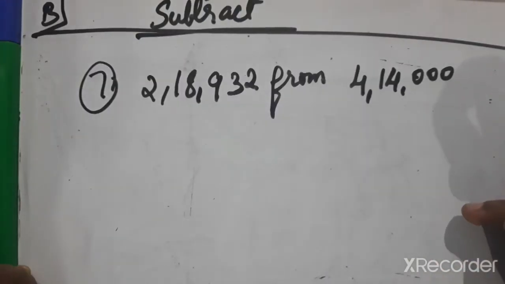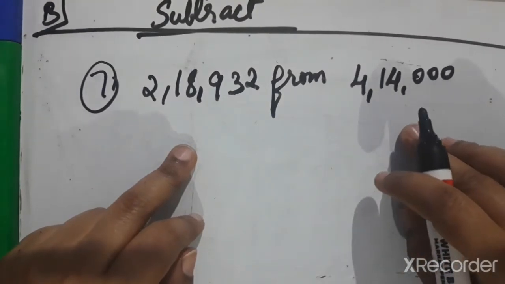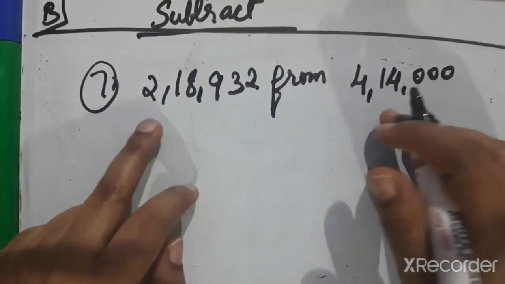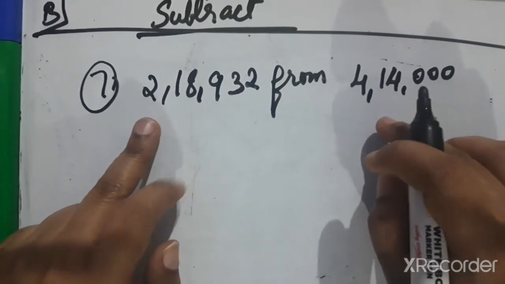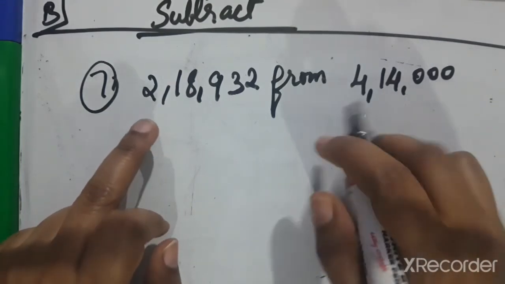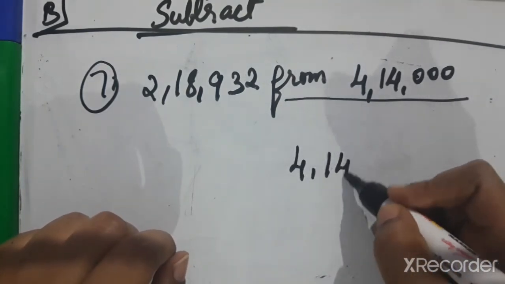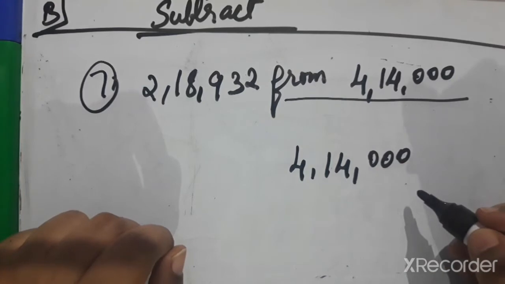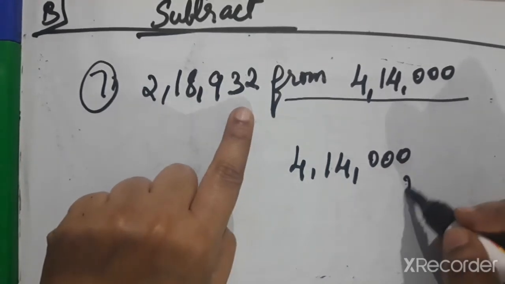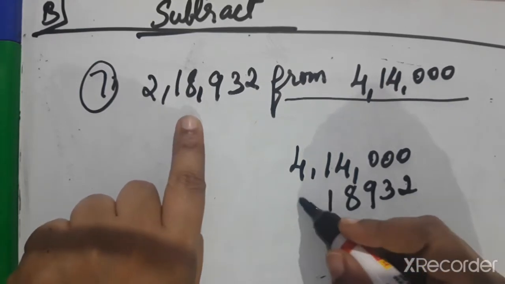Now 7th question: 2,18,932 from 4,14,000. Which is greater? 2 lakh, 4 lakhs, both are in the lakhs place. So 4 lakh is greater than 2 lakhs. And the number after "from" is the one we write first for a subtraction. Then below it this number, 2,18,932.